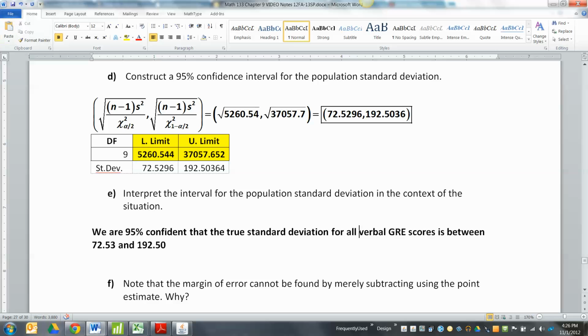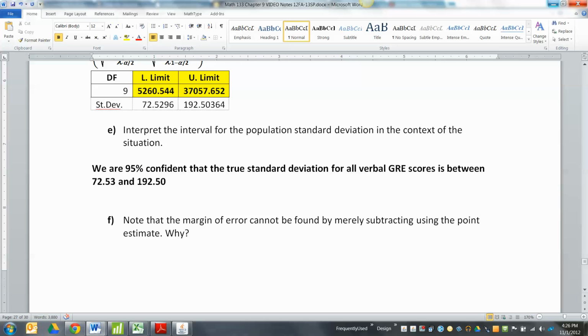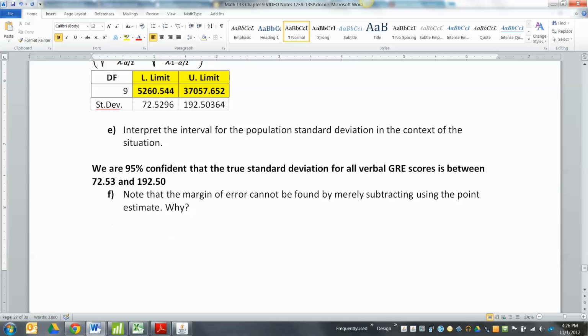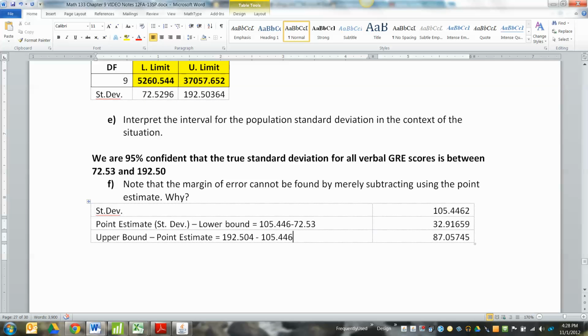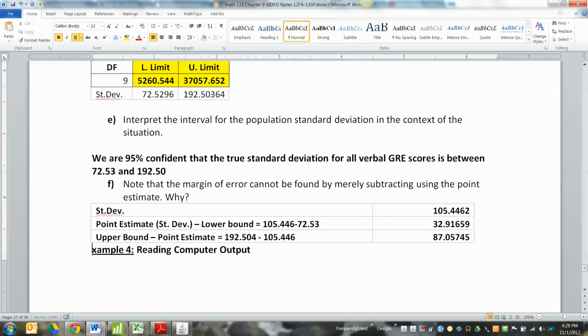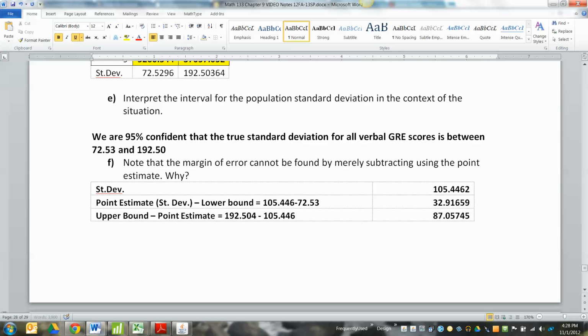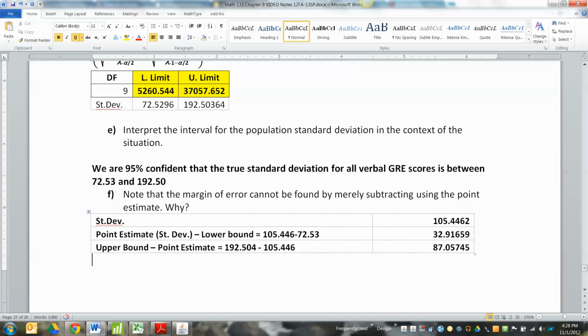Note that the margin of error could not be simply found by subtracting the point estimate. Let me prove that to you. Recall our standard deviation was 105.446. If this was going to work, it would be able to take that point estimate, that middle value, take away the lower bound. There it is. And then you take the upper bound minus that point estimate, and you get a bigger number. Right, because the chi-square distribution is skewed right.